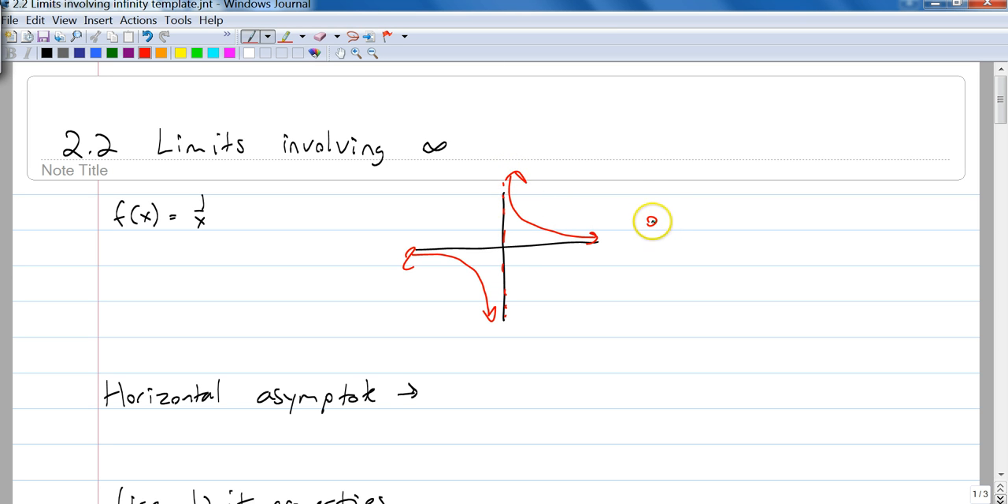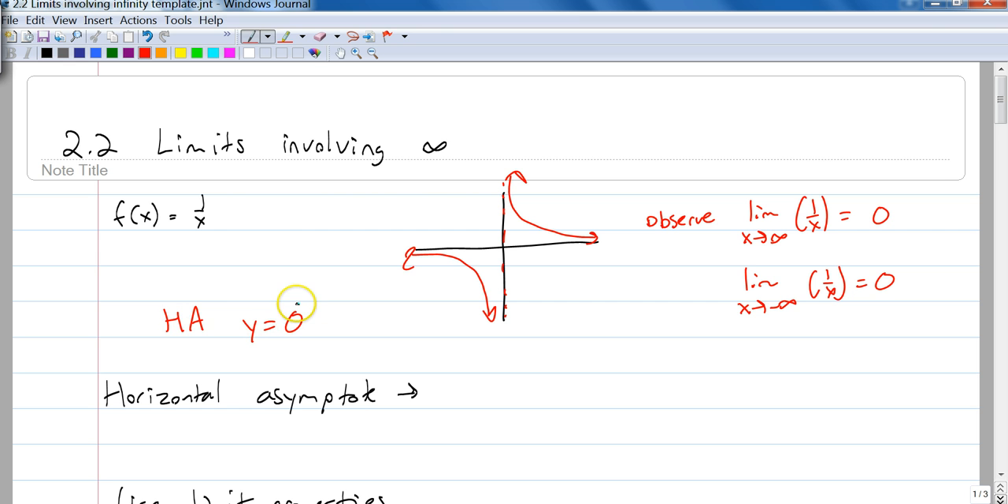Now, hopefully you observe that the limit as x goes to positive infinity of the function is approaching 0. And also that when you look to the left and approach negative infinity, it's also going to 0. Which means that we have a horizontal asymptote of y equals 0. We should have remembered this from the horizontal asymptote rules: if x has a bigger power on the bottom, it automatically goes to 0 for that piece.